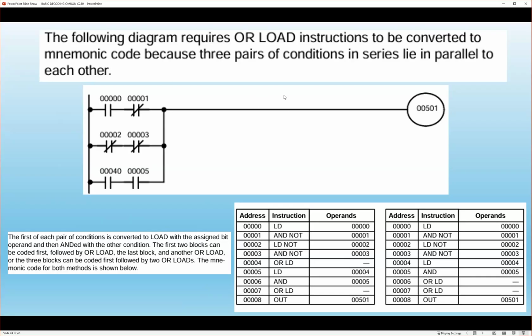The following diagram requires OR load instruction to be converted to mnemonic code because 3 pairs of conditions in series lie in parallel to each other. And we'll look at this left-hand instruction. So we're loading 000 and not 001. Then we have our load not here, 002, load not and not 003, normally closed instructions. OR load connects us down here.